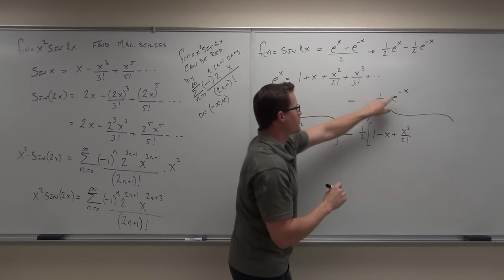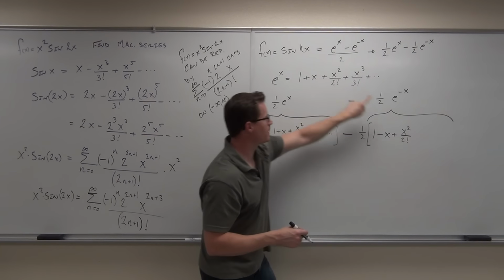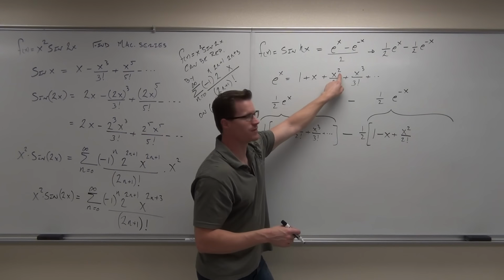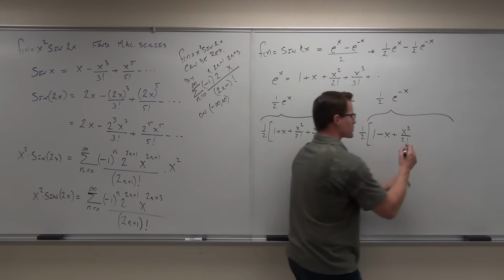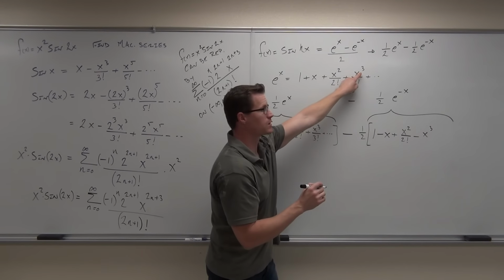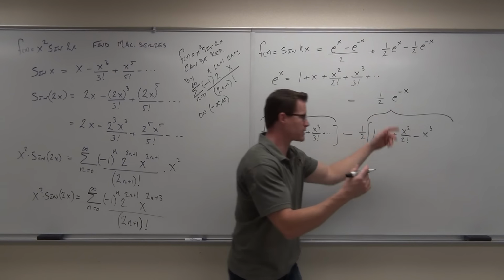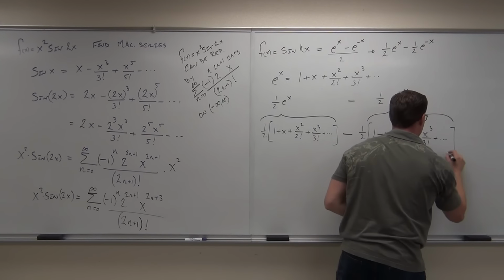Because if I'm plugging in negative x, I go, okay, 1, 1. Negative x, cool. What's negative x squared? Positive x squared. Okay, what's my next one? Negative x cubed over 3 factorial. Negative x to the third is still negative x to the third. It's negative x to the third over 3 factorial plus and so on.